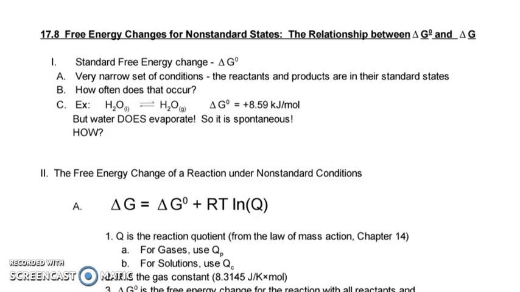And right now we are starting with section 17.8, the free energy changes for non-standard states. You might want to go back and look at what we have done already and the meaning of delta G. That's where this comes in. Delta G is the Gibbs free energy. It determines the spontaneity of a reaction. Does it go or not? If delta G is positive, it is said to be non-spontaneous. If it is negative, it is said to be spontaneous.